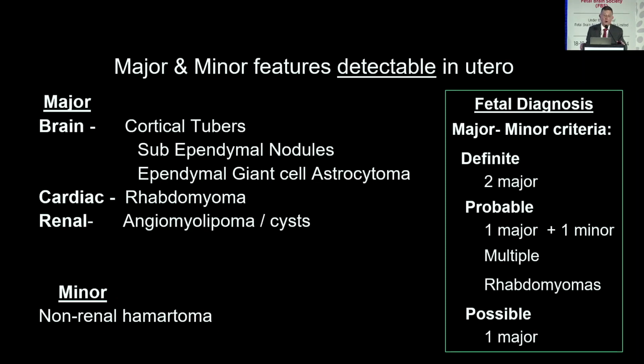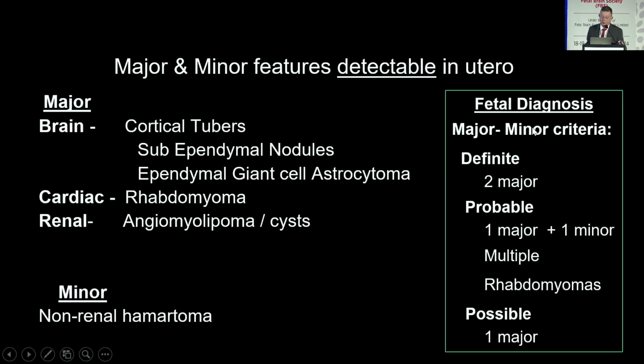clinical diagnosis of tuberous sclerosis, you need to have some of the major findings or some of the minor findings. The definitive diagnosis is based on the presence of two major criteria. The major criteria are the presence of cortical tubers, either subependymal nodules or an astrocytoma, the presence of rhabdomyomas, or in the kidney the presence of an angiomyolipoma or the presence of cysts. Minor are non-renal hamartomas that are extremely rare.